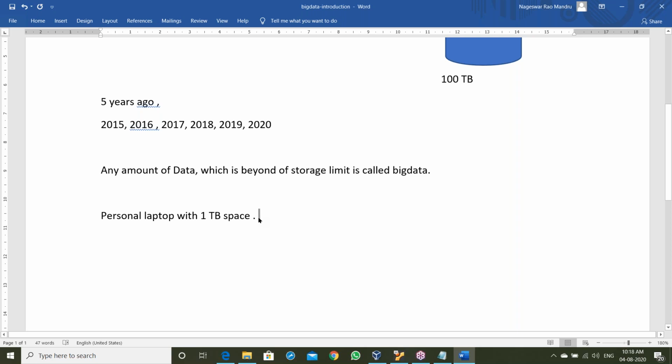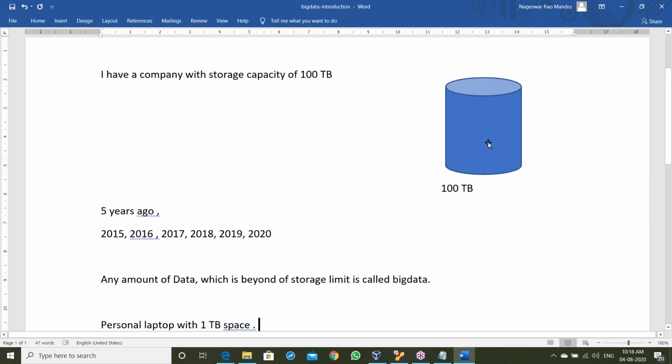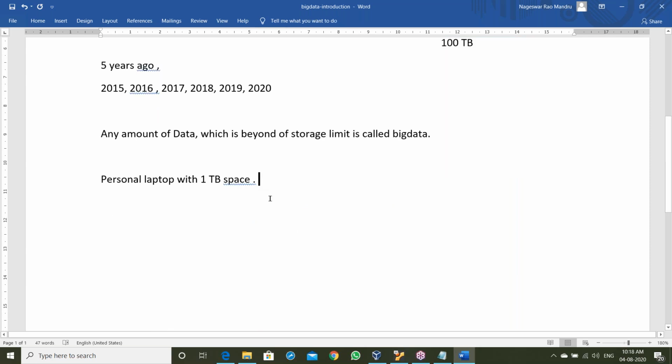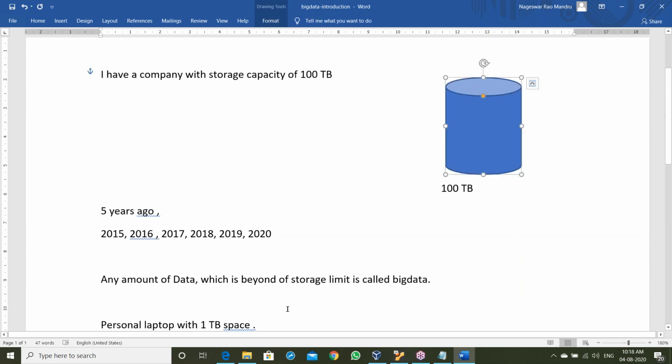Whatever data there is, that data is more than the capacity. The capacity is only 1 TB of space, but the data is more than 1 TB. That is called big data. It could be 100 TB, on a personal laptop or in a company. Anyone can face it. Data more than the capacity is called big data. This is the big data definition.